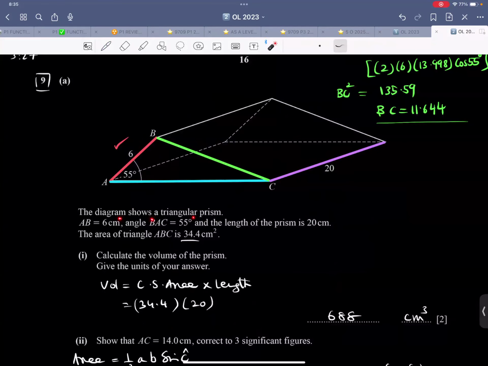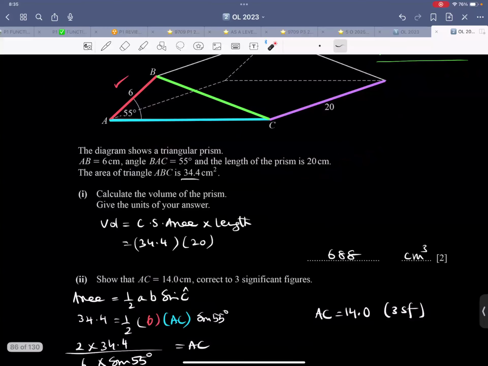It says the diagram shows a triangular prism. AB is 6, angle BAC is 55 degrees, the length of the prism is 20, and the area of triangle ABC is 34.4. That means I can find this length. Calculate the volume of the prism: that is 34.4 times 20. That is very easy. Show that AC is 14.0.